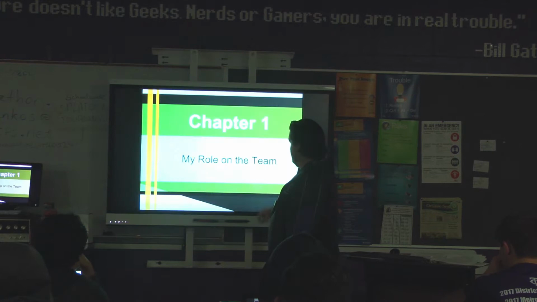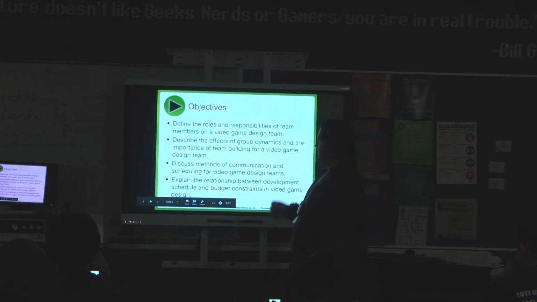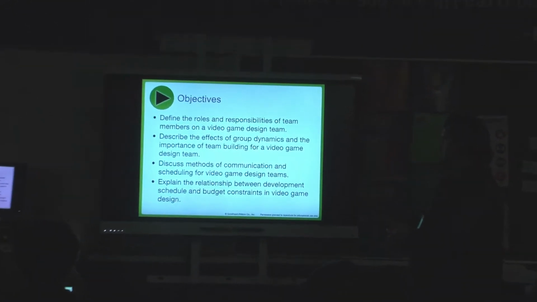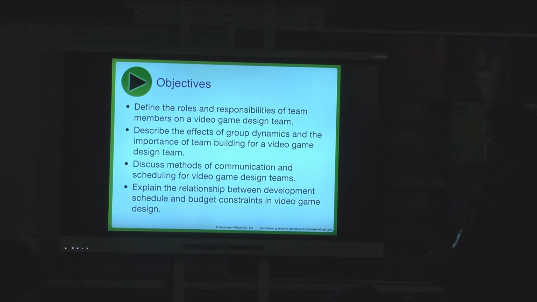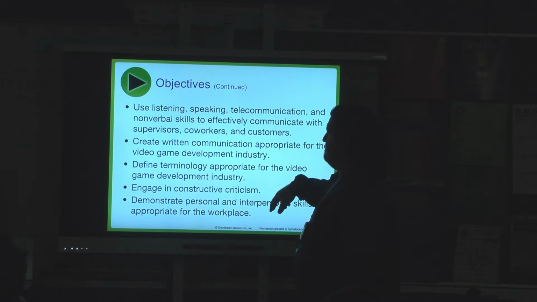The next scene, there we go. Roles in the team, chapter 1, that's what we're working on. There are objectives. We're going to talk about different roles and responsibilities of a team, what a dynamic is, communication styles, and the relationship between scheduling and budget. Just a little bit on that.